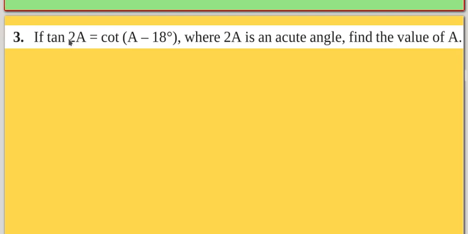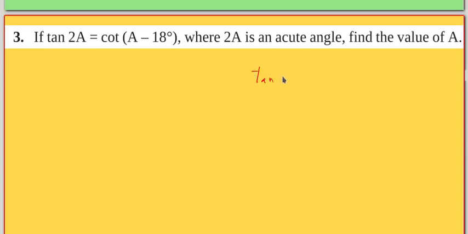If both are in terms of the same function, we can equalize the angles. So let me bring this also in terms of cot, because tan and cot are complementary functions. For tan, the complementary function will be cot. The functions alternate, tan as cot and cot as tan. So tan 2A equals cot of 90 minus 2A.